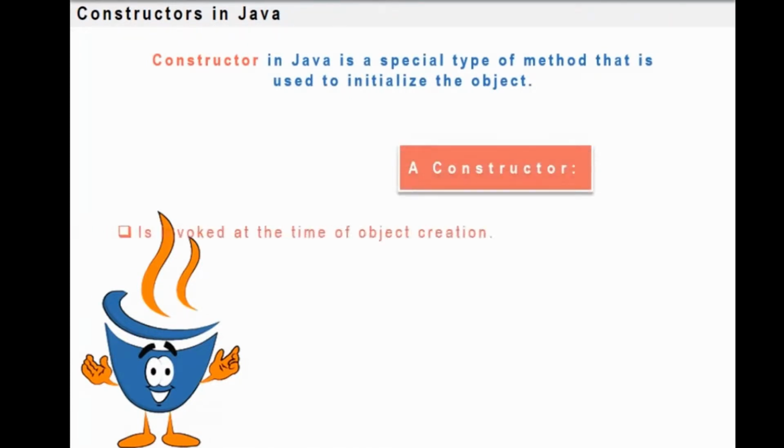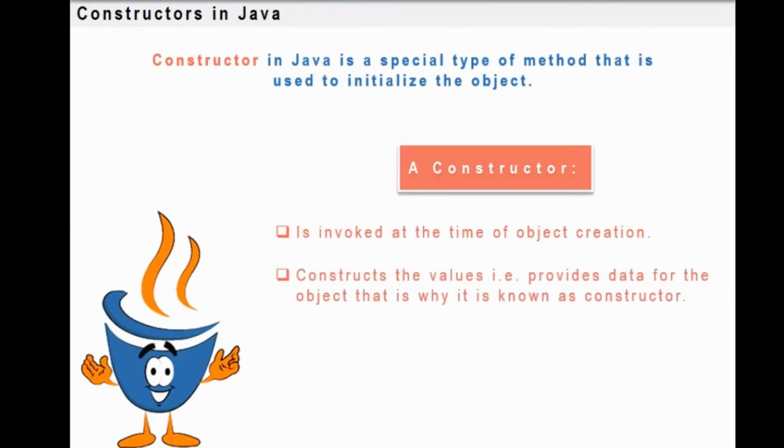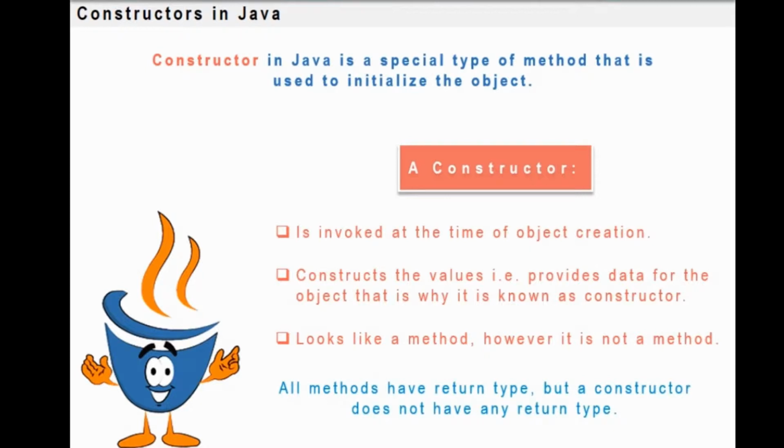A Java constructor is invoked at the time of object creation. As it constructs values, that is, as it provides data for the object, it is referred to as constructor. A constructor looks like a method, but is not a method. All methods have return type, but constructors don't have any return type.